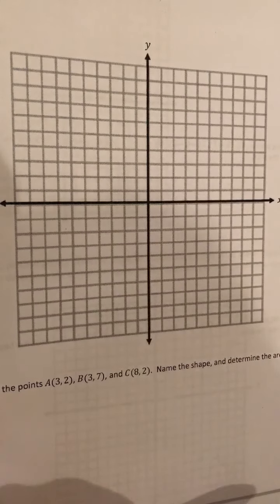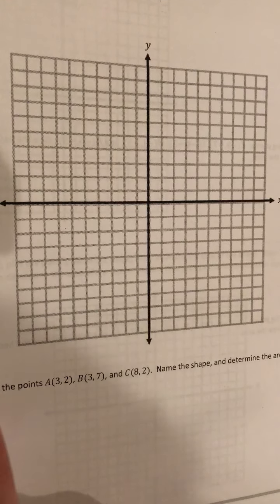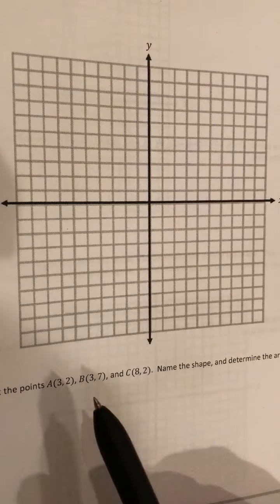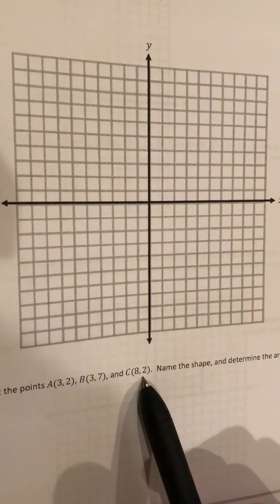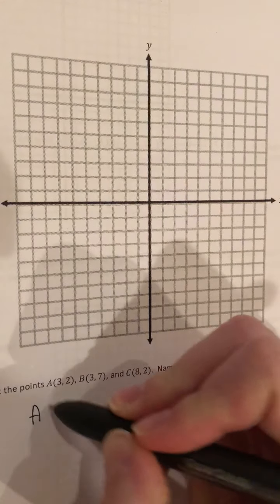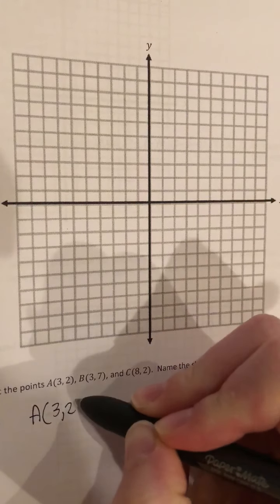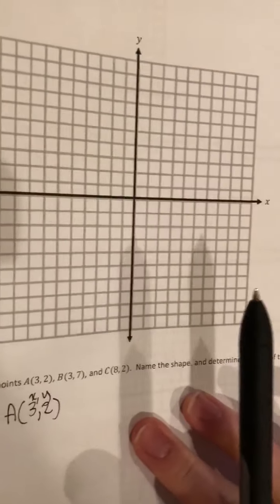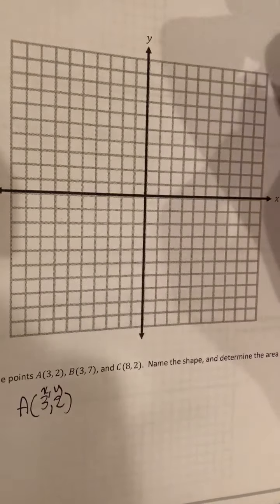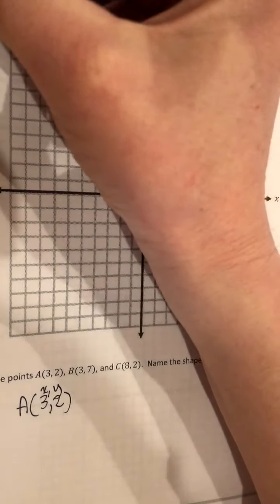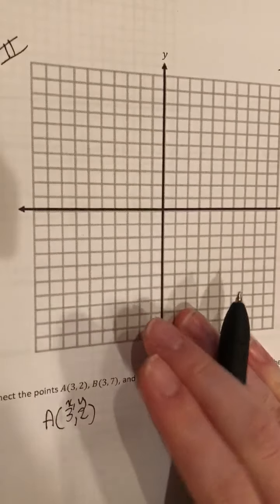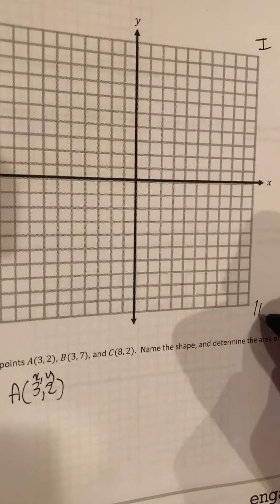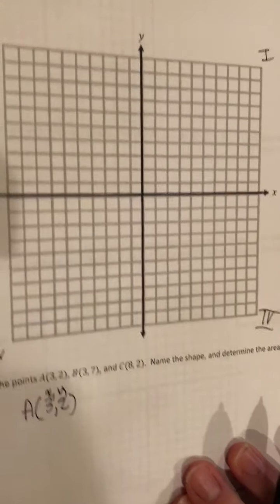So I'm going to start off by plotting and connecting the points A (3, 2), B (3, 7), and C (8, 2). Remember that it's always X and Y, and it's labeled on your coordinate plane, X and Y. This is quadrant 1, quadrant 2, quadrant 3, and quadrant 4, reviewing from last year.